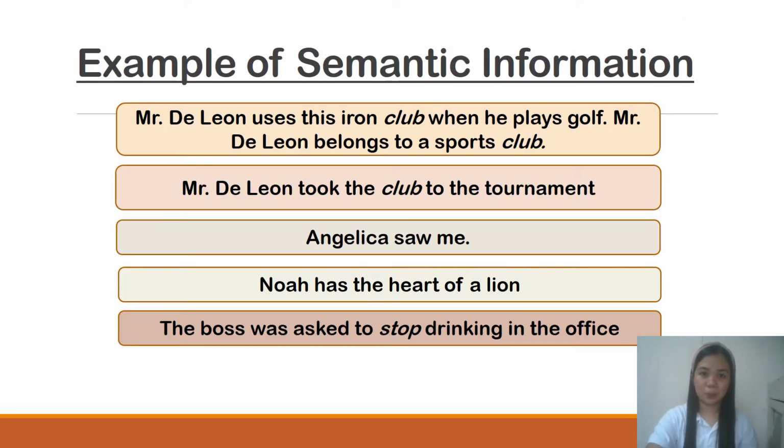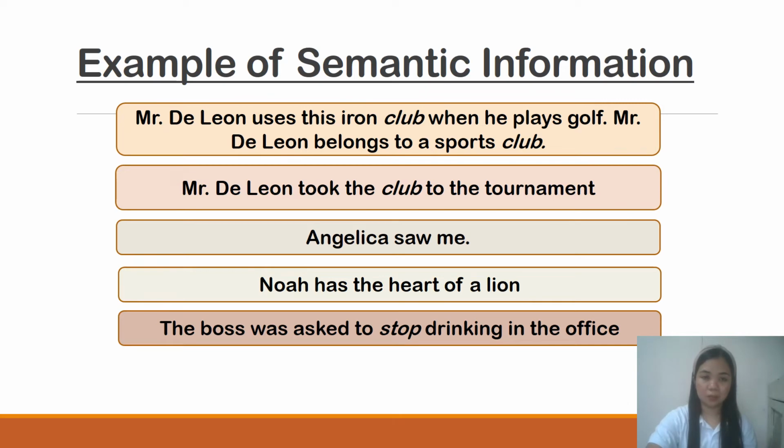Here are examples of semantic information. "Mr. De Leon uses this iron club when he plays golf." "Mr. De Leon belongs to a sports club." The first word club means the stick that is used in the sport of golf, and the second word club is an organization, association, or team. This example is understanding multiple meanings.